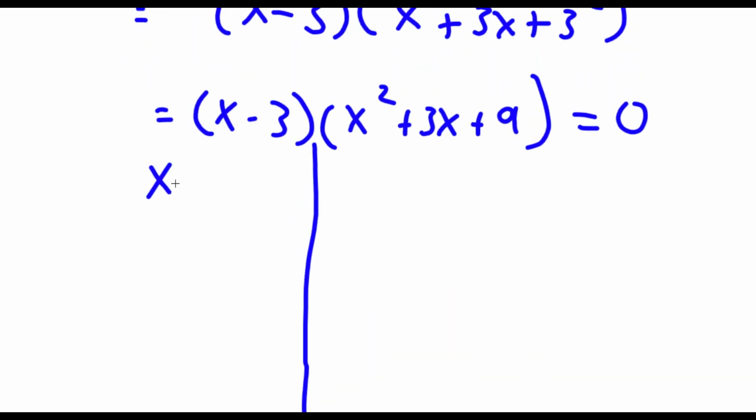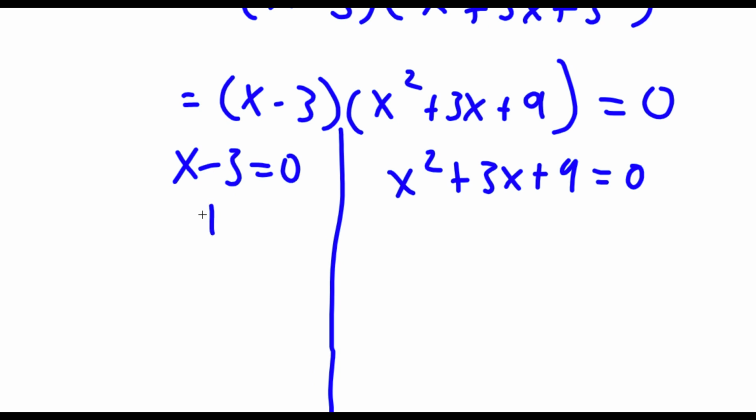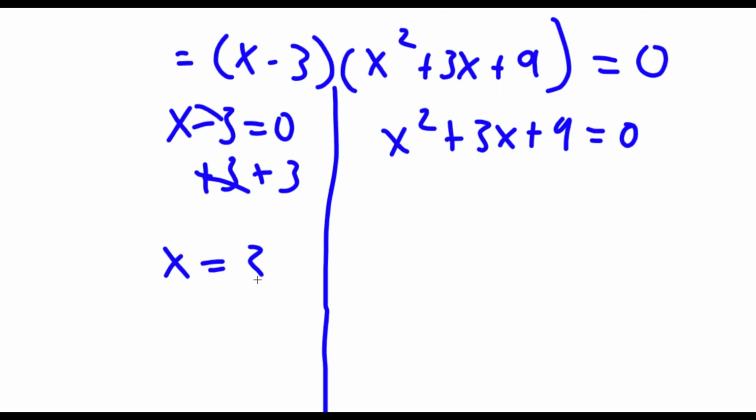I have x minus 3 is equal to 0, and I also have x squared plus 3x plus 9 is equal to 0. So for x minus 3 equals 0, all I have to do is add 3 on both sides. These two cancel out, and I'm left with x is equal to 3. So this is one solution.